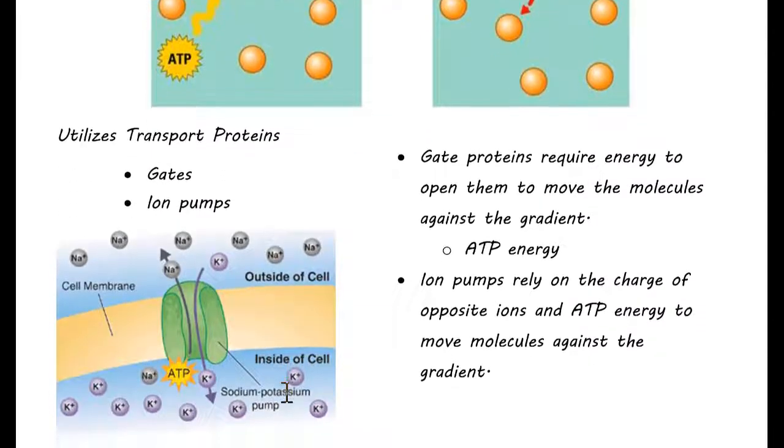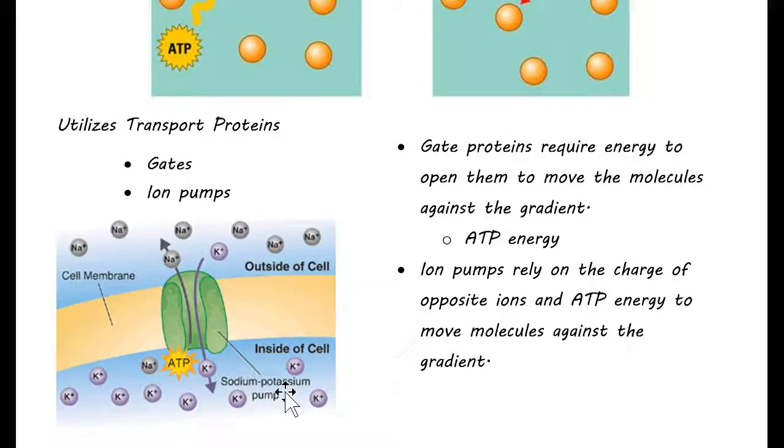So we're going to utilize transport proteins, and the two transport proteins that we're going to utilize are gates, like we just saw, and ion pumps. Okay, here's that word ion. We know that ions happen when they gain or they lose electrons. And when an atom gains or loses electrons, it becomes either positively charged or negatively charged. So in this example that we see here, look, we have positively charged sodium ions, and we have positively charged potassium ions. And this particular type of protein is going to be called an ion pump.